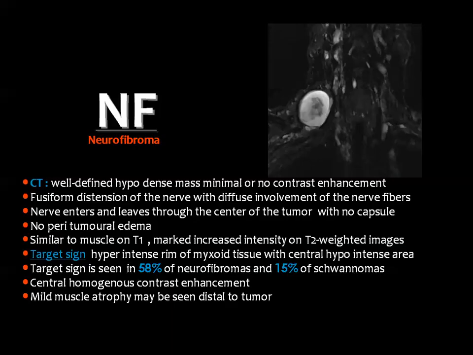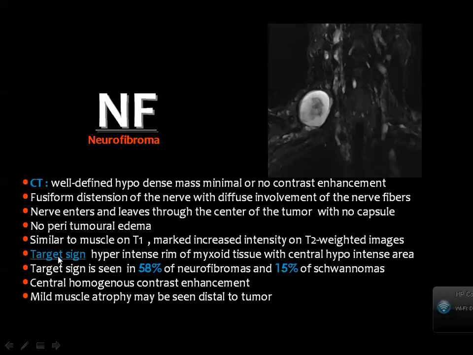The tumor is well defined. It may show some contrast enhancement. It has a fusiform appearance along the course of the nerve. The tail sign is evident here. Nerve enters and leaves through the central part of the tumor with no capsule, no peritumoral edema, similar to the muscle in the T1 and increased signal in the T2 weighted image.